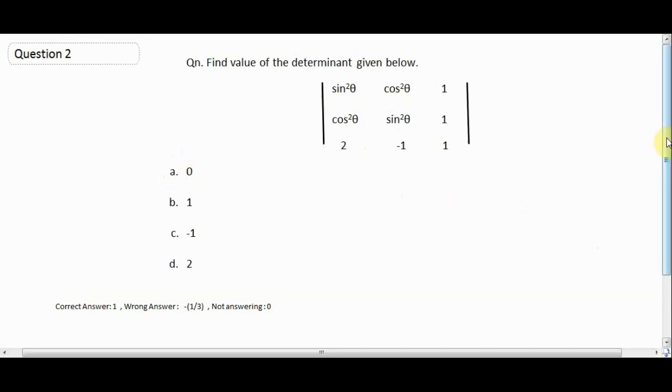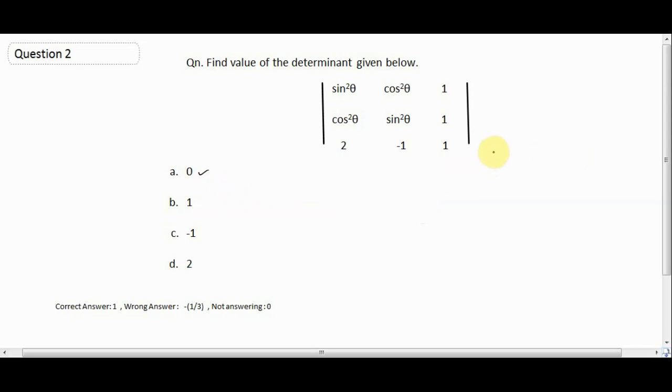Question number 2 says, find value of the determinant given below. So we have a matrix here. We are asked to calculate value of the determinant. Option A says 0, option B says 1, option C says -1, and option D says answer is 2. So please pause the video and try to do this by yourself. Okay, try to make use of the properties we discussed. Okay, now here the right answer is option A, 0. Let's see how to solve this.